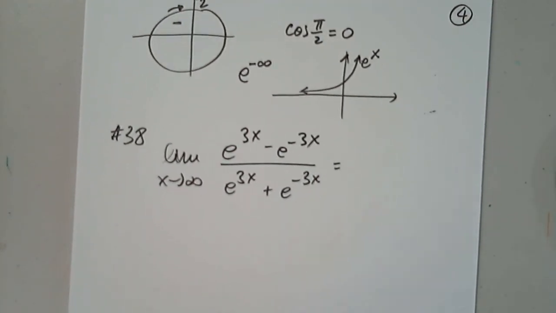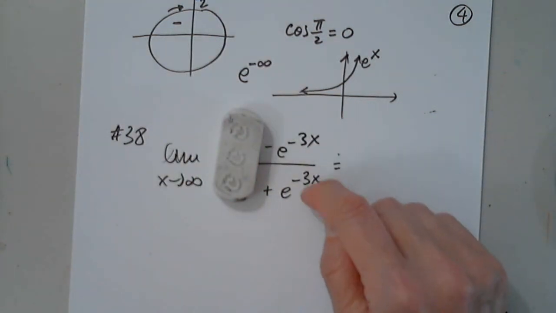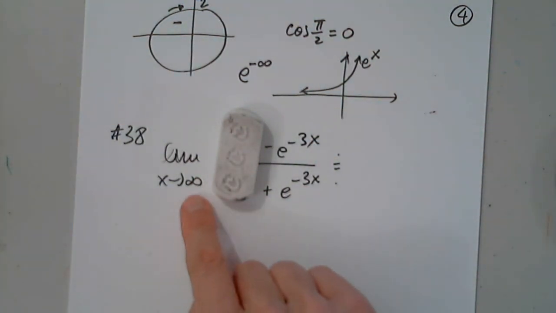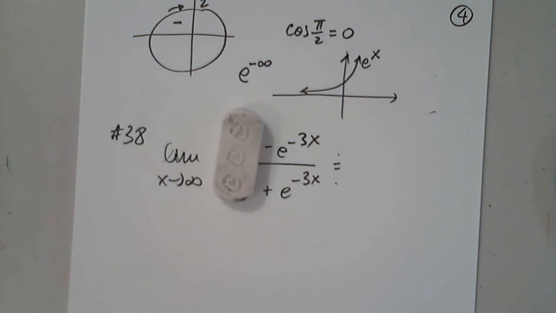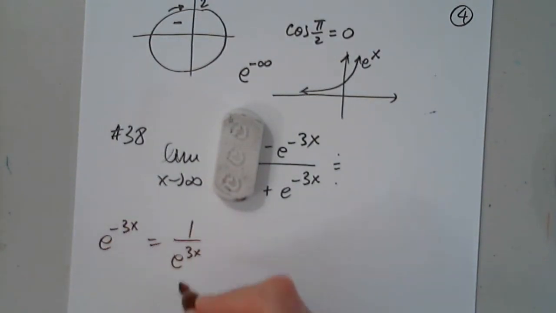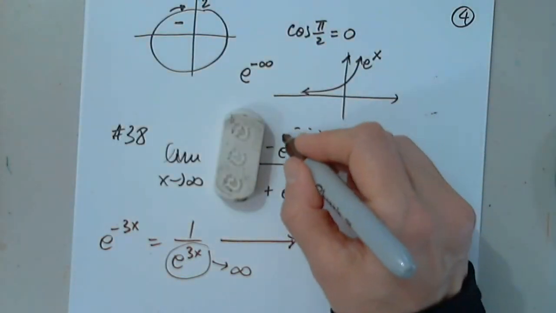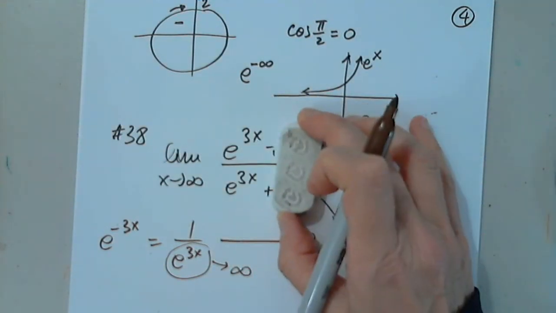Like always, we have to see where this is going and where this is going. But first, let's start with these two pieces. They are the same. When x approaches infinity, where will these go? So remember, e to negative 3x is 1 over e to 3x. As x approaches infinity, this will approach infinity, and we know that 1 over infinity will approach 0. Excellent. So these are going to 0. Good, so they don't count.